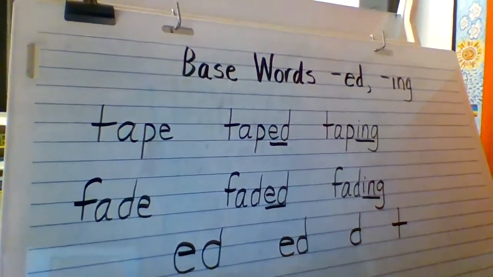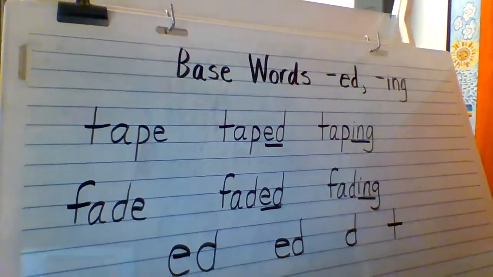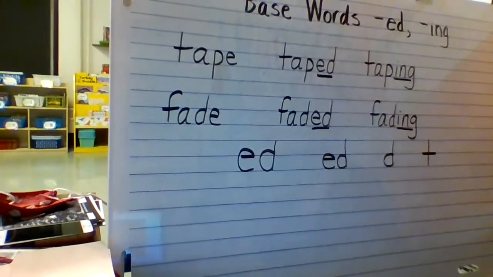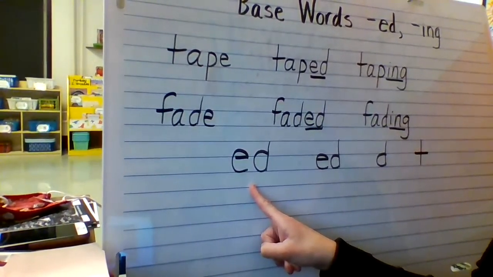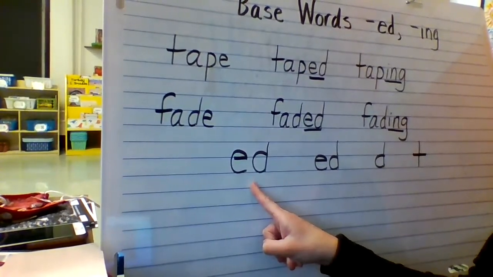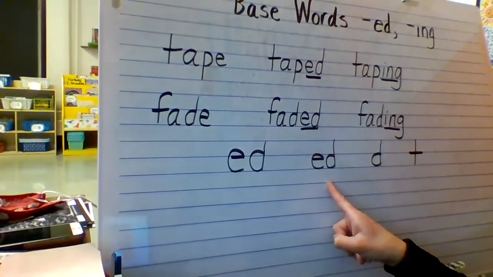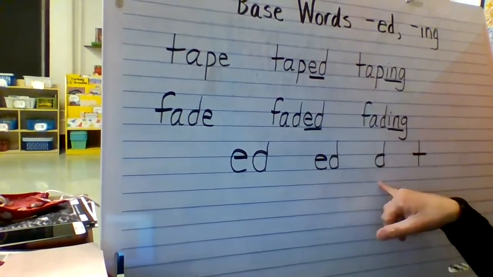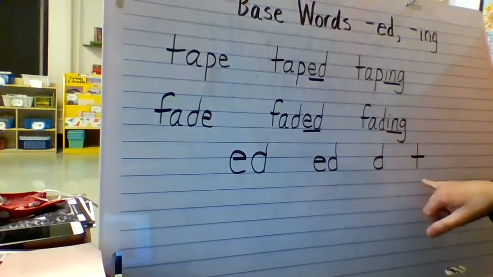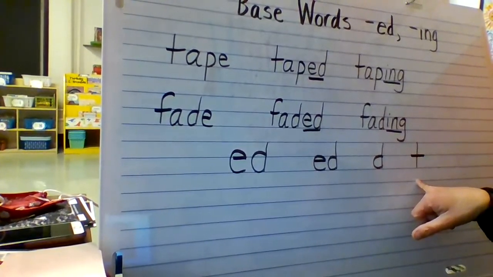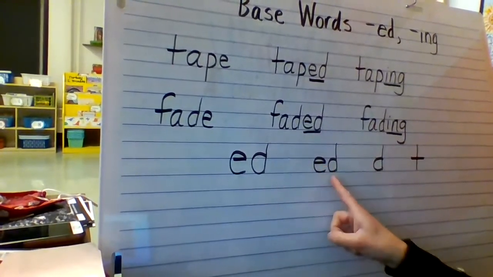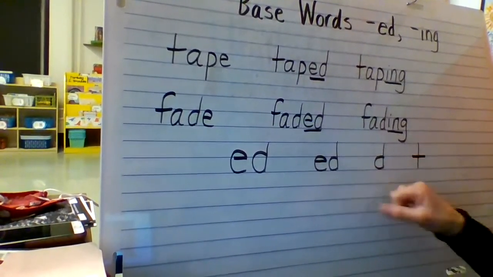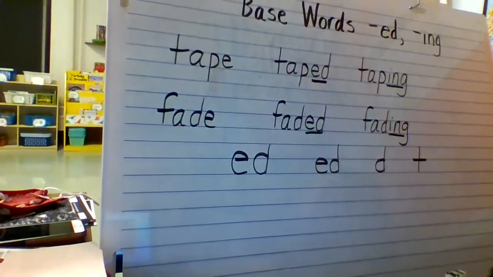I want to talk to you about something when we're using this ed ending, something that some people forget. Okay, so listen up. You're going to be smarter than some of the older kids here. So when we have ed at the end of the word, it can actually make 3 different sounds. So when you have ed on the end of a word, sometimes it makes the ed sound. Okay? Sometimes it makes a d sound, and sometimes ed on the end of the word can even make a t sound. Okay, so ed can make 3 different sounds at the end of a word. It can make an ed sound, a d sound, or a t sound.